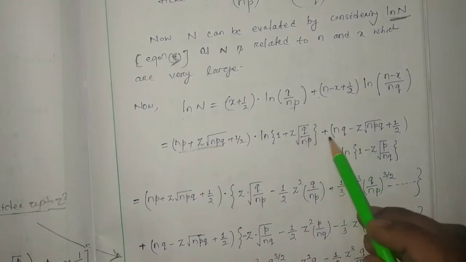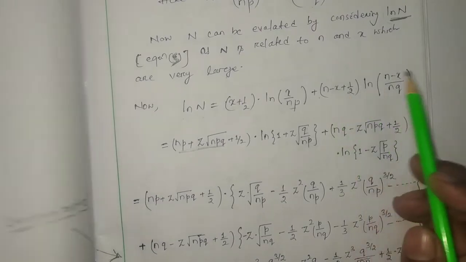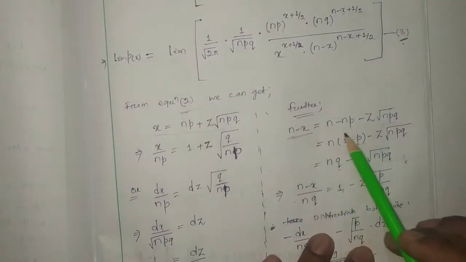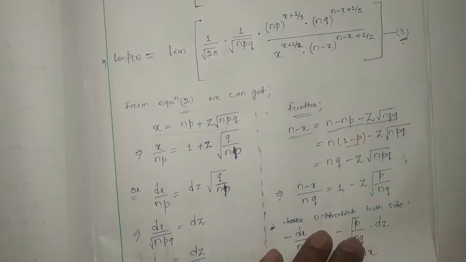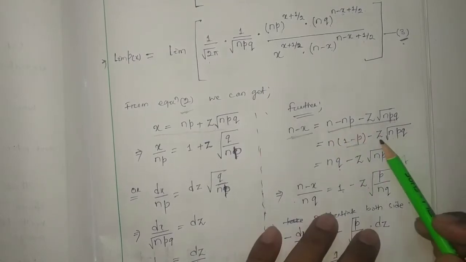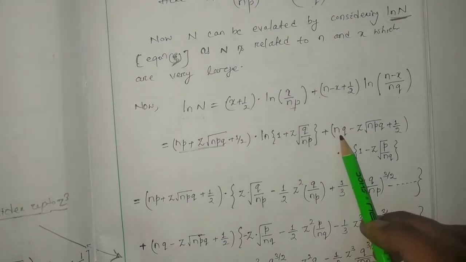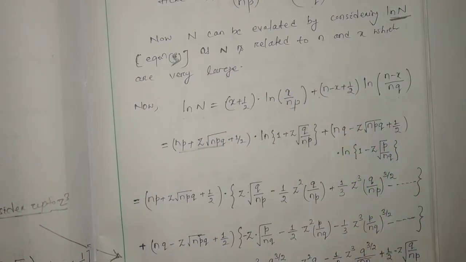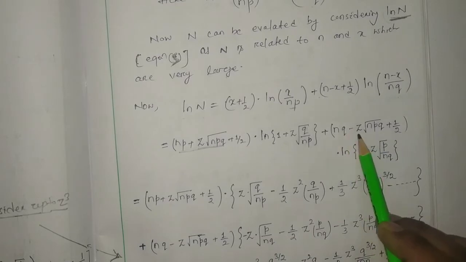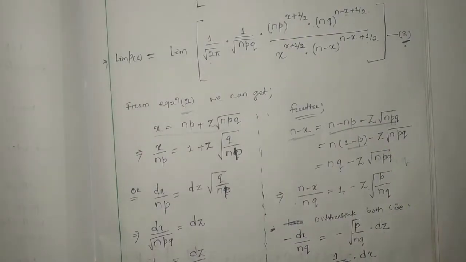Plus, here, what is the n minus x value? It is this much. We have to substitute over there: n minus np minus z into root over of npq. So I have simply substituted it. So here n minus, z into root over npq, this one.